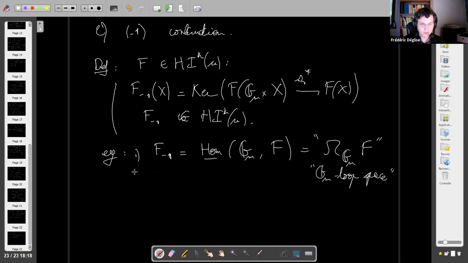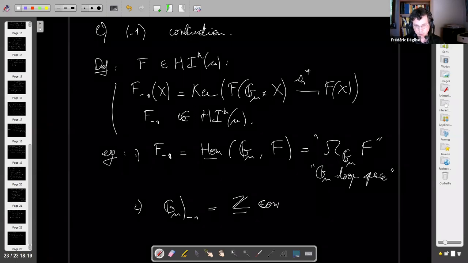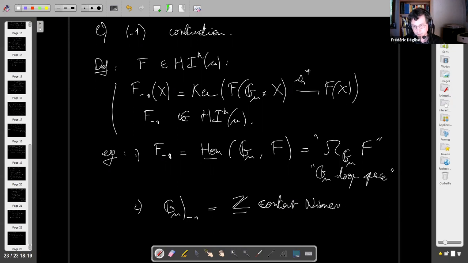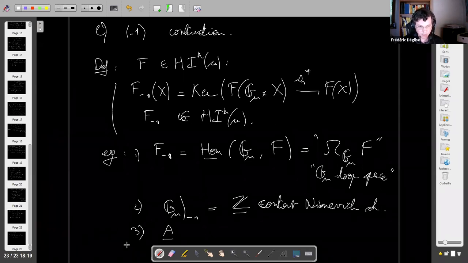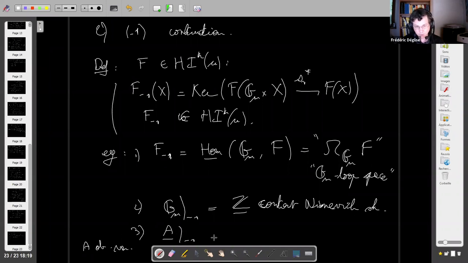Maybe another example, which you can do by yourself. If you take G_m and you apply the minus one construction, then it just gives the constant sheaf, the constant Nisnevich sheaf Z. A third example that you can also check by yourself is that if you take an abelian variety A, then A_{-1} is just zero.